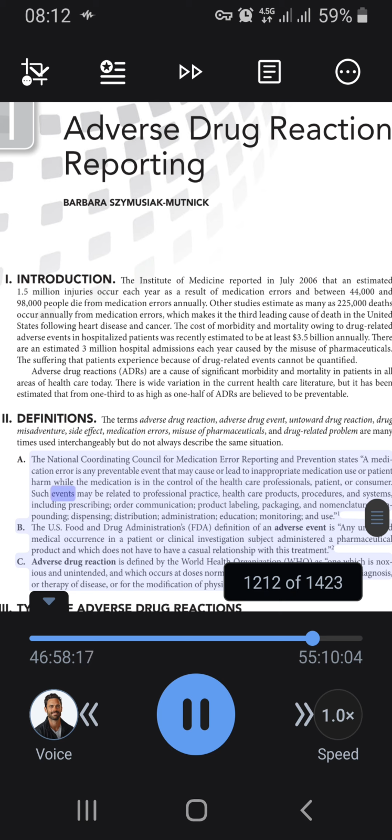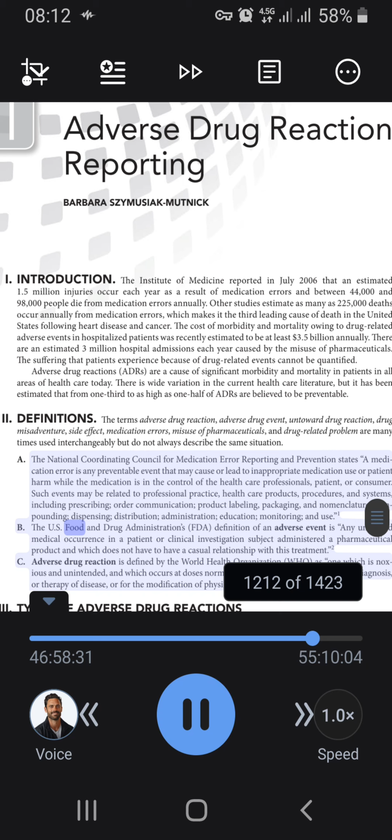Such events may be related to professional practice, healthcare products, procedures, and systems, including prescribing, order communication, product labeling, packaging, and nomenclature, compounding, dispensing, distribution, administration, education, monitoring, and use.